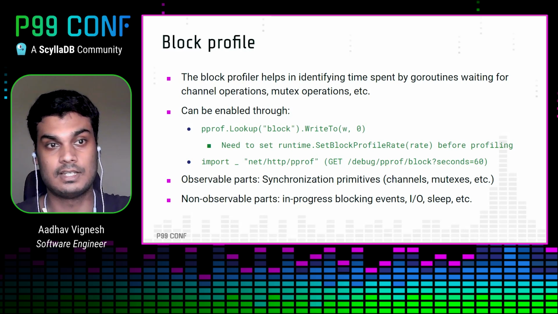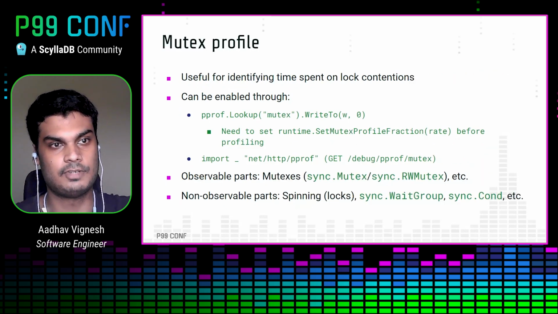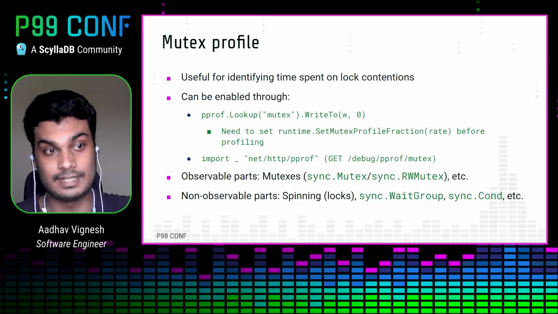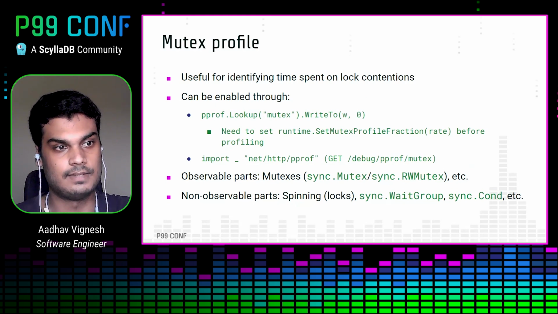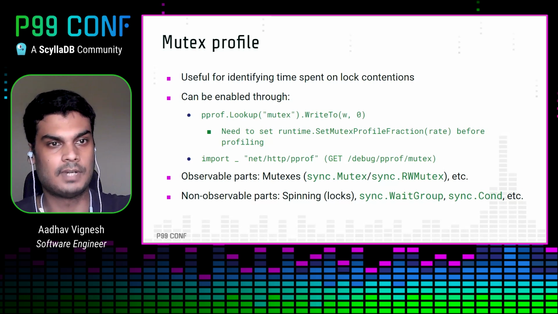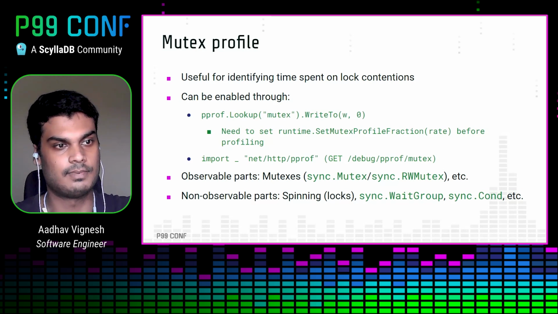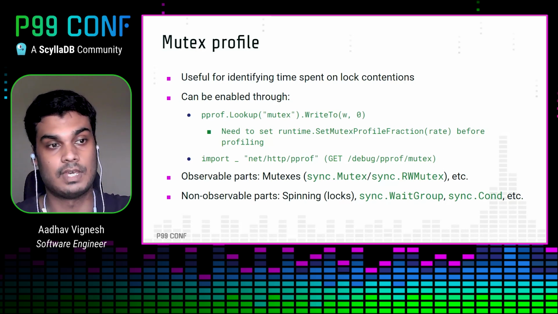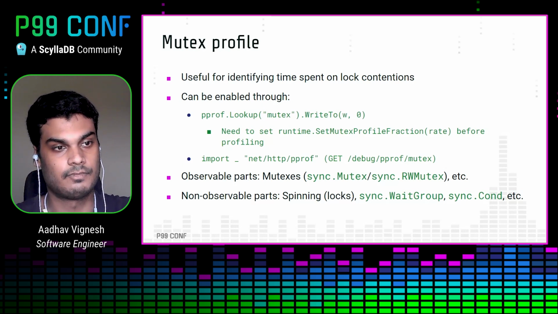And there's another profile type which I mentioned previously, the mutex profile, which is helpful for understanding time spent on lock contentions. And the non-observable parts in this profile type are sync wait groups and places where your runtime is waiting for lock spins, etc.